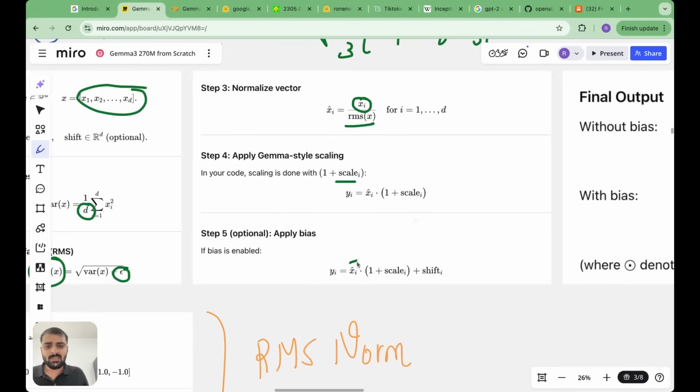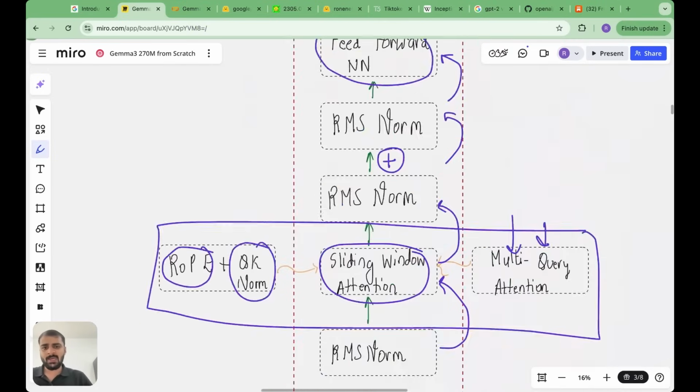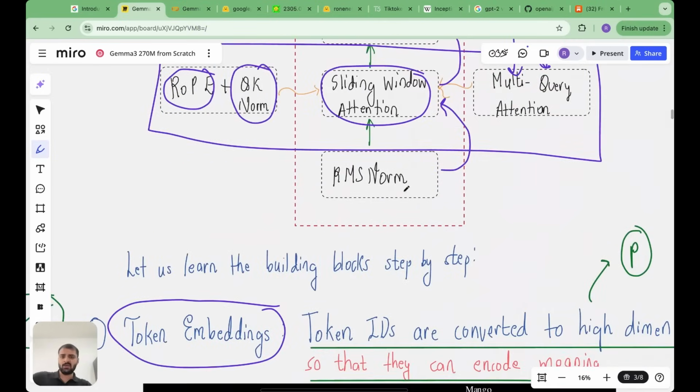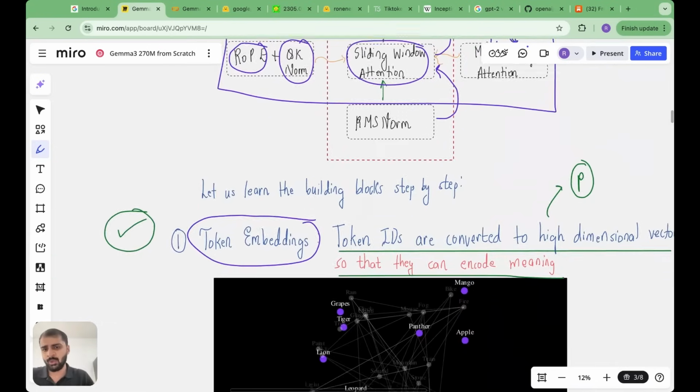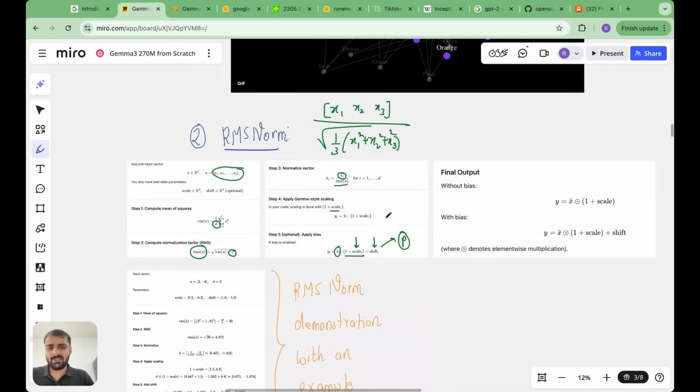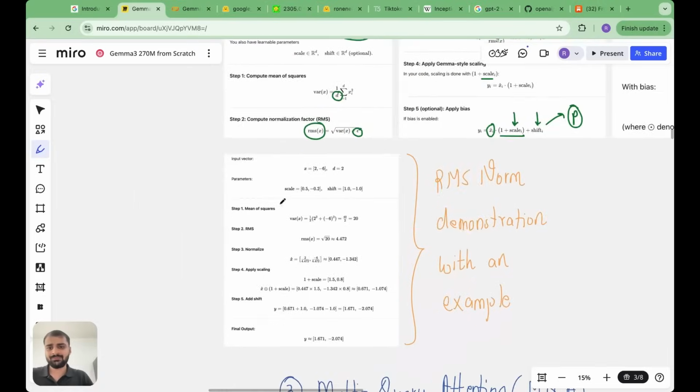You take this normalized vector, you multiply with 1 plus some scale parameter, and then you add a shift parameter. These are also trainable. So I'll mark these scale and shift parameters as P. Usually, when people think of the normalization step, they think that it does not have trainable parameters, but that's not quite true. The scale and shift parameters in normalization are trainable.